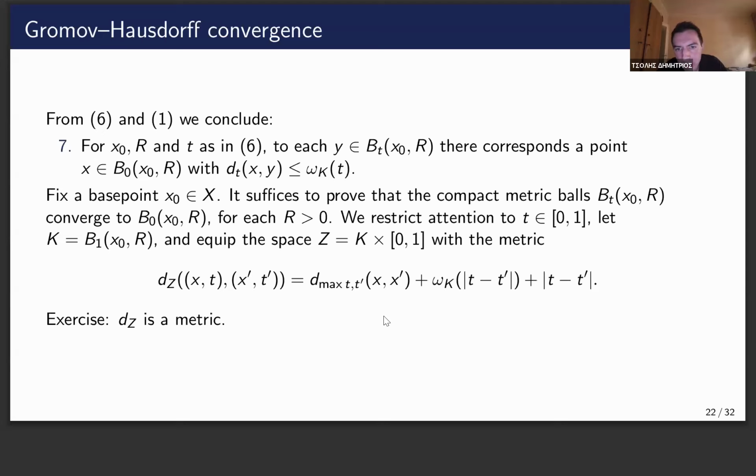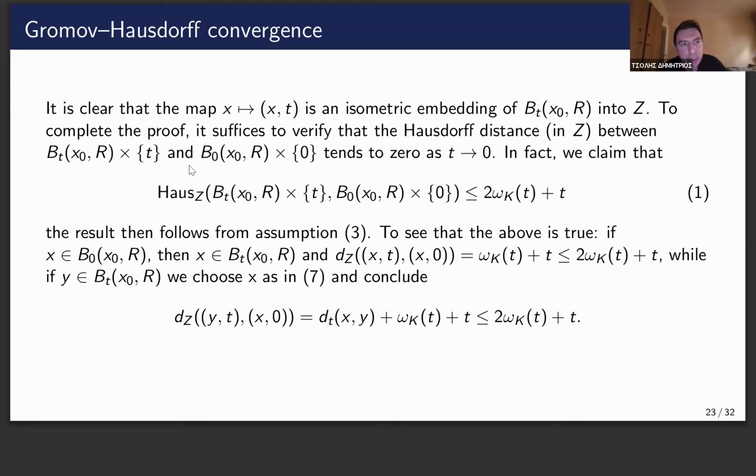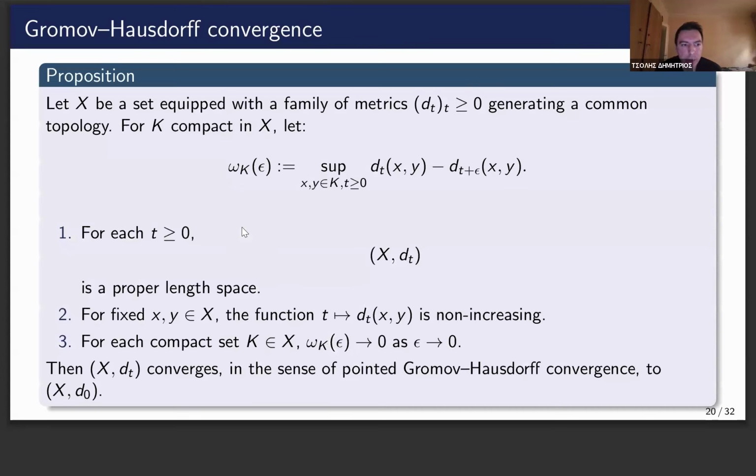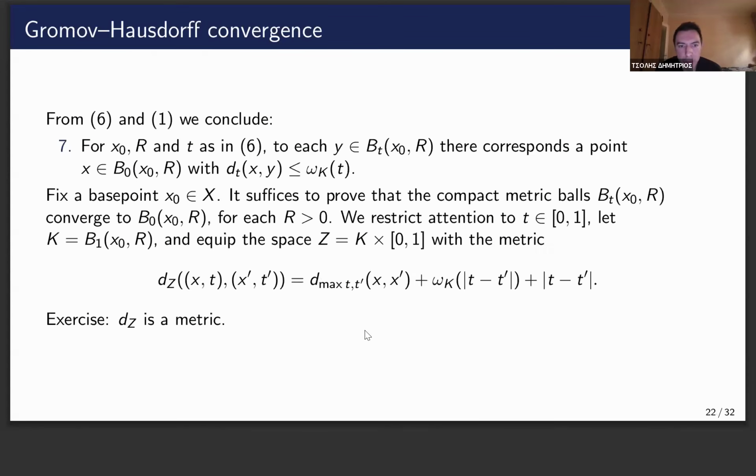So you can see that this map is an isometric embedding, and all we need to do now is just prove that the Hausdorff distance between the balls tends to 0 as t goes to 0. So we claim this, and once we have this, by assumption 3, which is this assumption, we can easily see that we get the required.